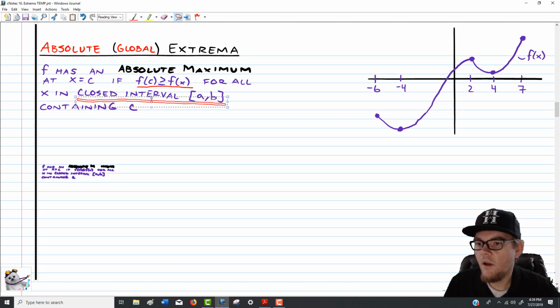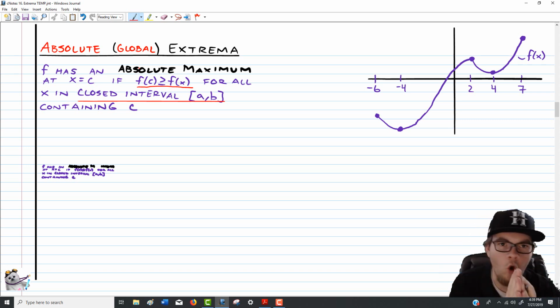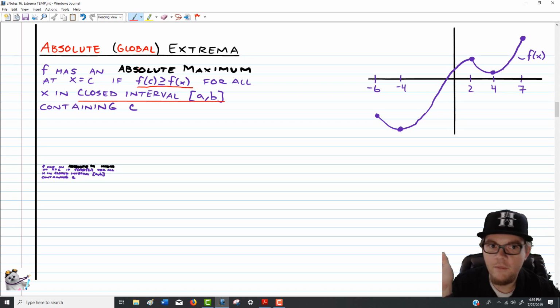So in this case, we're no longer looking at just any open interval. We're looking at the closed interval. So if you're on a closed interval and that's the biggest y value you get, that's the maximum. None of this silly, on a small interval, oh, in my neighborhood, I'm the best. No, we want to talk about the entire neighborhood. This is an overarching, everywhere maximum.